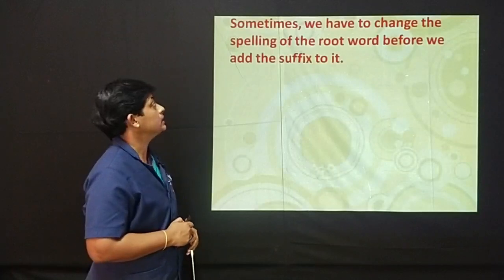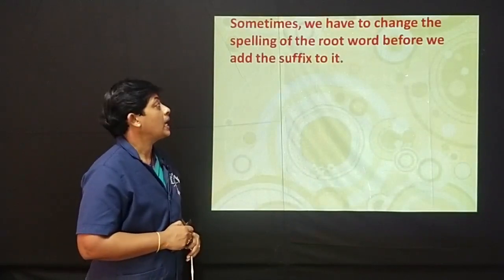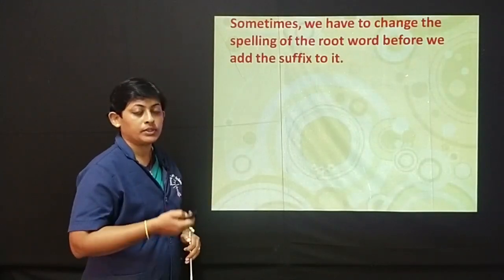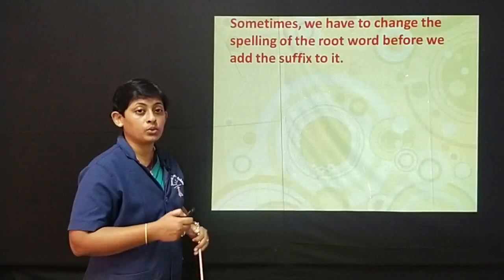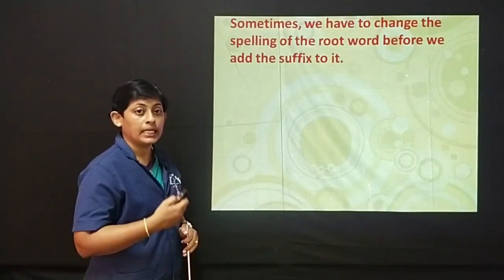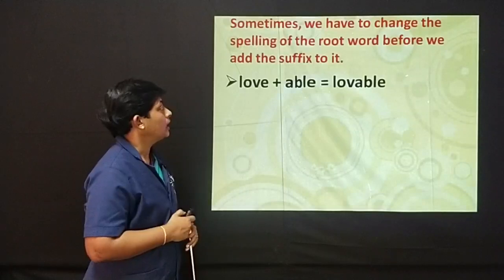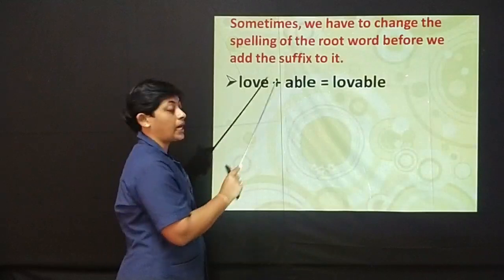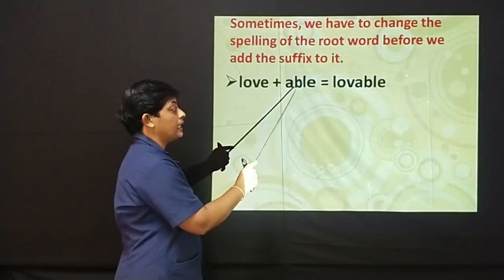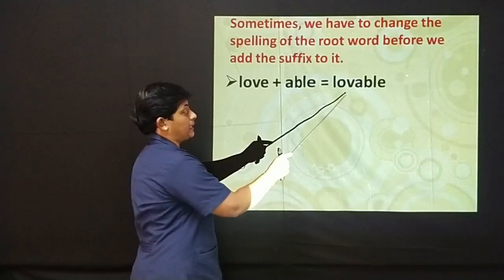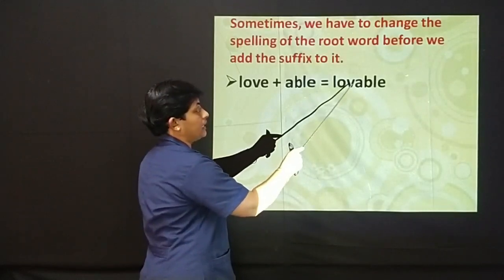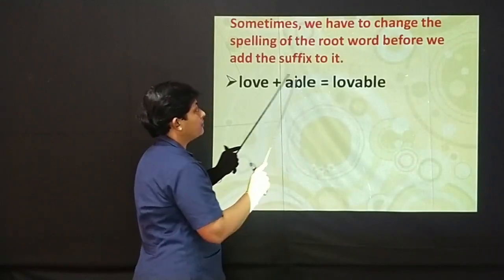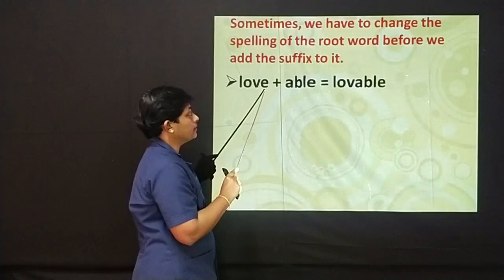Sometimes we have to change the spelling of the root word before we add the suffix to it. What do we mean by this? What do we mean by root word? What do we have to change? Let's find out. Now, look at this example. The word is love and I want to add the suffix able. But look at the spelling here. L-O-V-A-B-L-E. I have dropped a letter here, E.